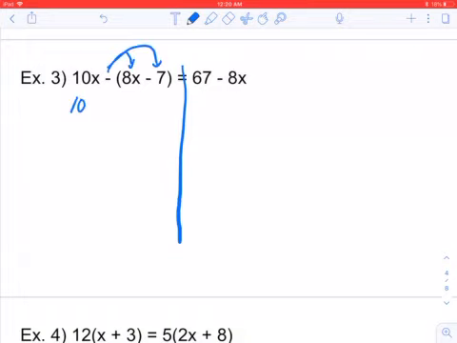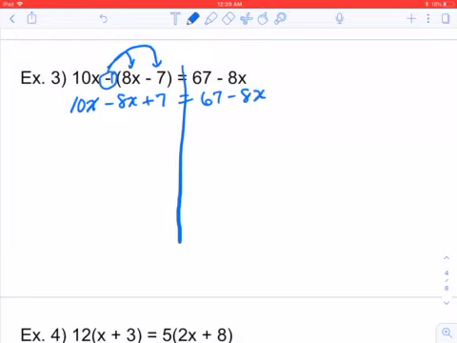So we have 10x minus 8x plus 7. So remember, flipping up is just the same as having a negative 1 that you're distributing. Same thing. And then on the other side, bring down the 67 and the negative 8x. Nothing we can do with that.